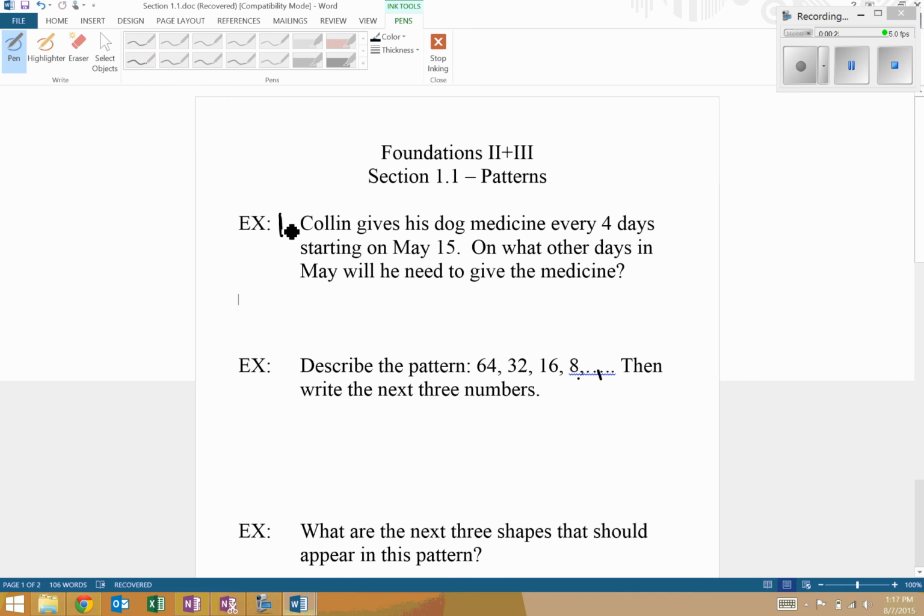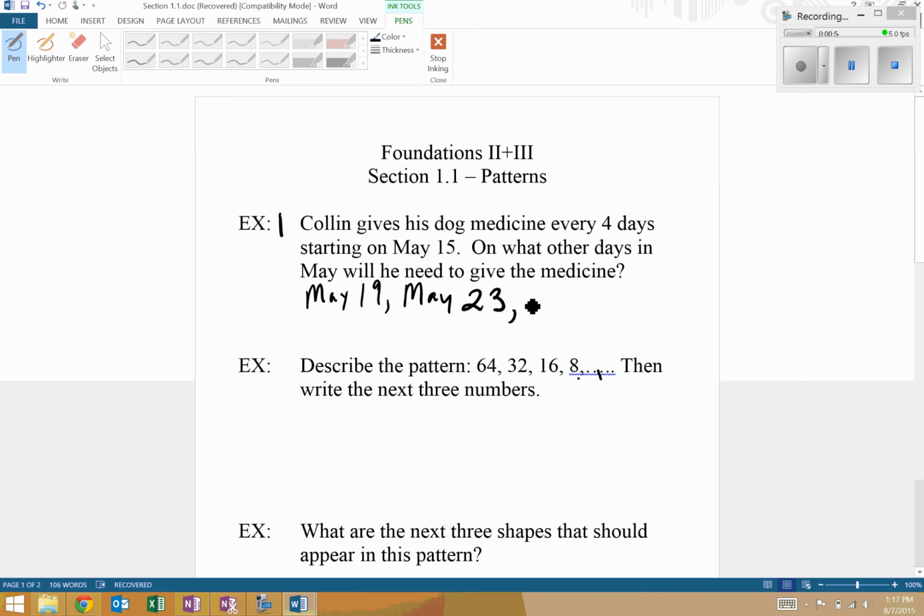It says Colin gives his dog medicine every 4 days starting on May 15th. On what other days in May will he need to give the medicine? So, other than May 15th. Obviously he starts on May 15th. We're going to go up 4 days, which will get us to May 19th to start off. 4 days from that would be May 23rd, of course.